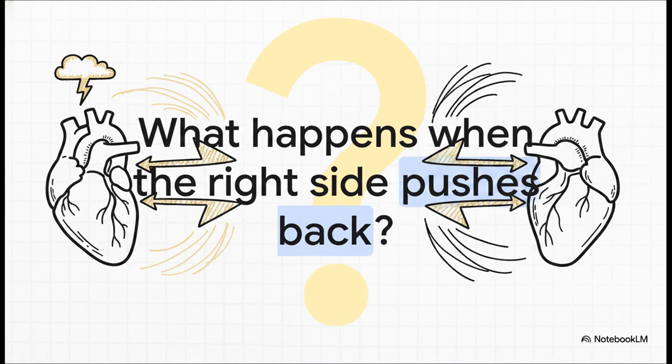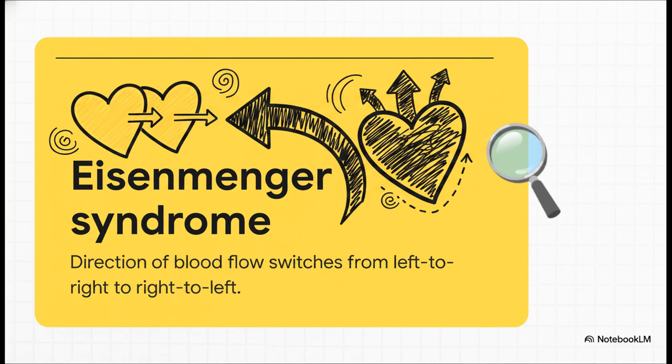Which brings us to the most critical mechanical crisis in this whole explainer. The left side has essentially bullied the right side with high pressure for years. But what happens when the pressure in the lungs gets so high that the right side of the heart actually pushes back? So the crucial point is this specific, terrifying reversal of flow, a condition known as Eisenmenger syndrome.